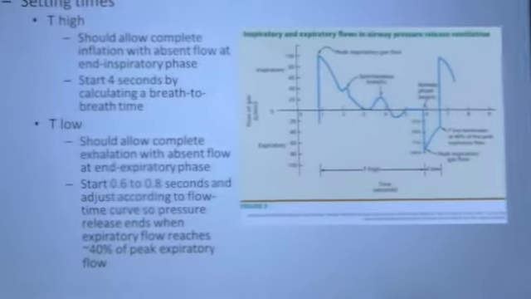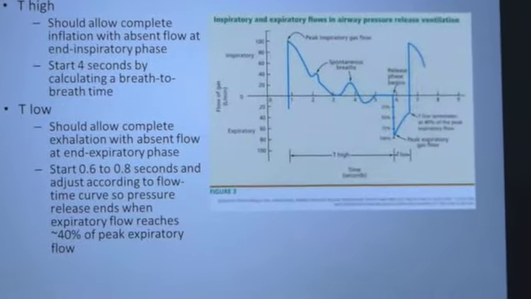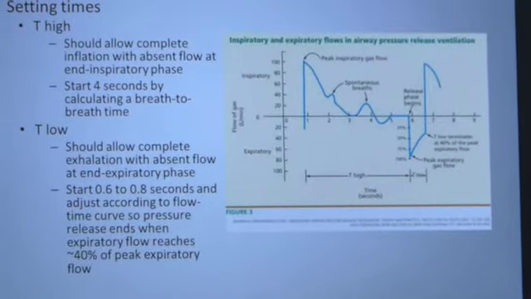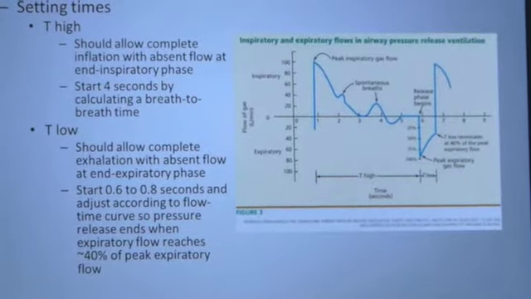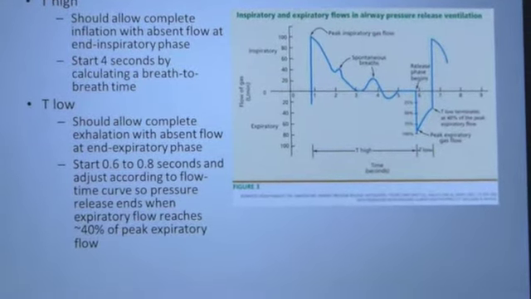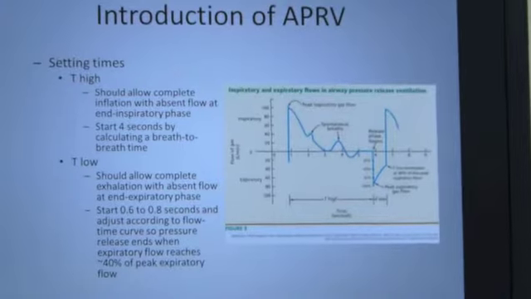T low should allow complete exhalation with absent flow at the end of the expiratory phase. You start at 0.6 to 0.8 seconds and adjust accordingly so that on the flow-time curve, when pressure ends, expiratory flow reaches about 40% of peak inspiratory flow.